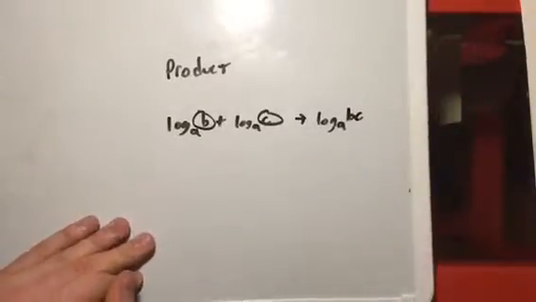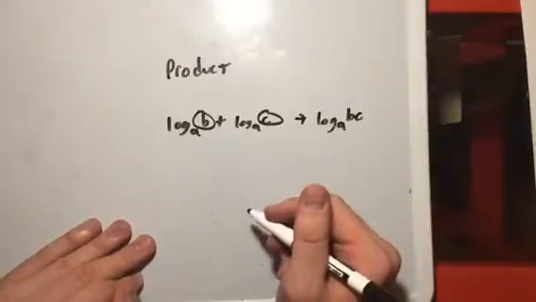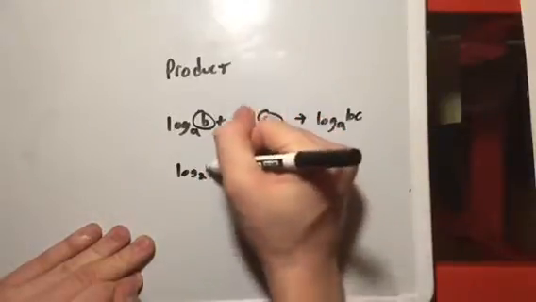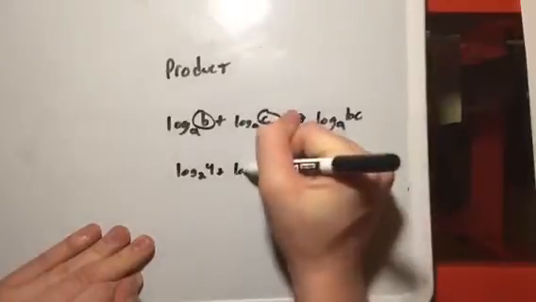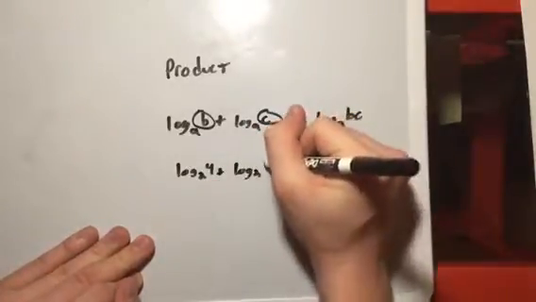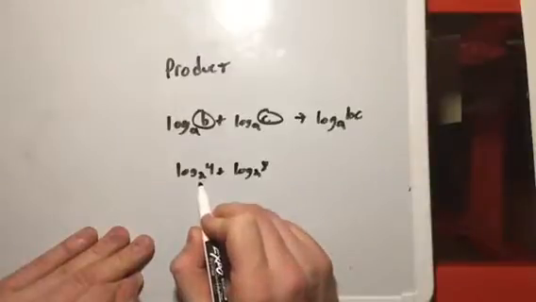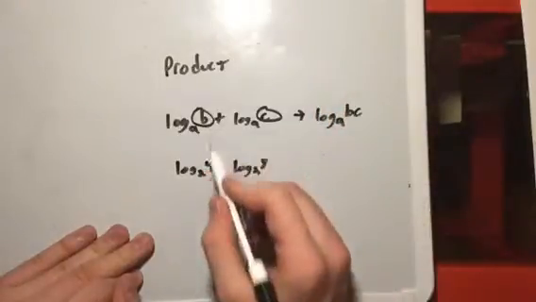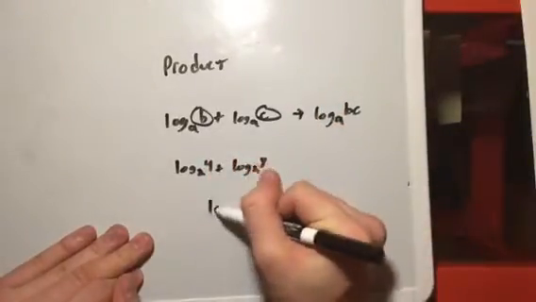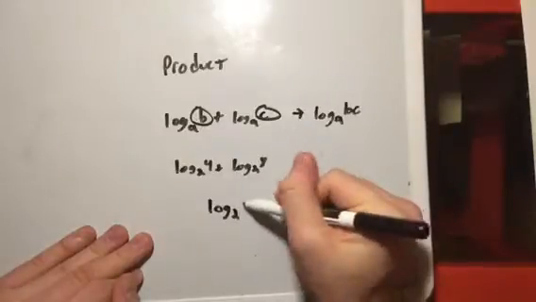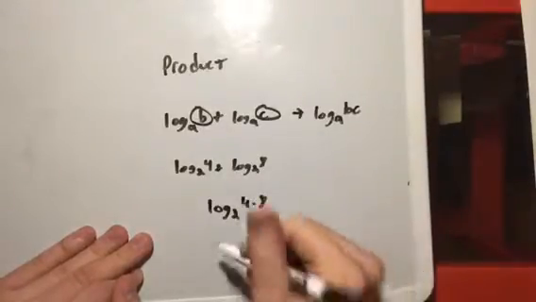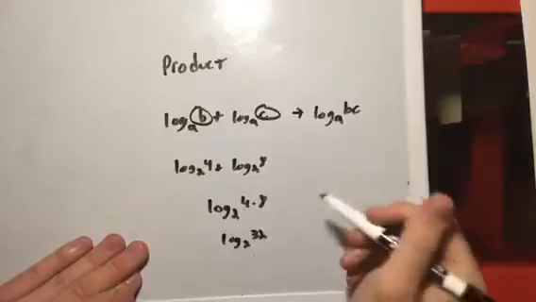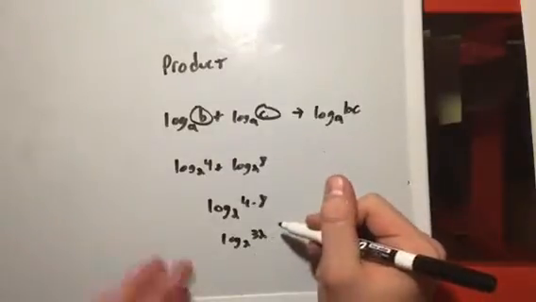So let's throw some numbers in. For example, we have log base 2 of 4 plus log base 2 of 8, remember same base. So we multiply these two numbers, so this would look like log base 2 of 4 times 8, or simplified down, log base 2 of 32.